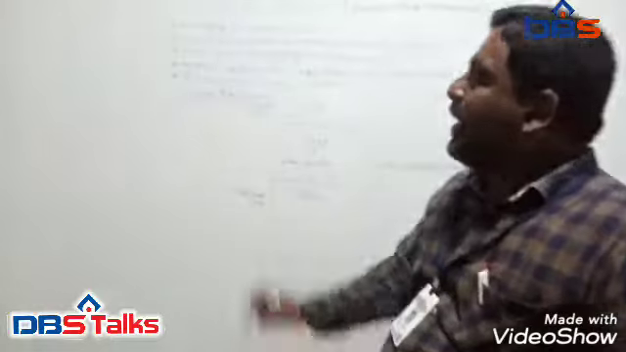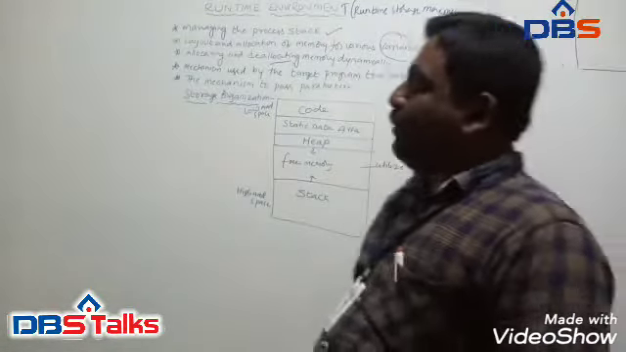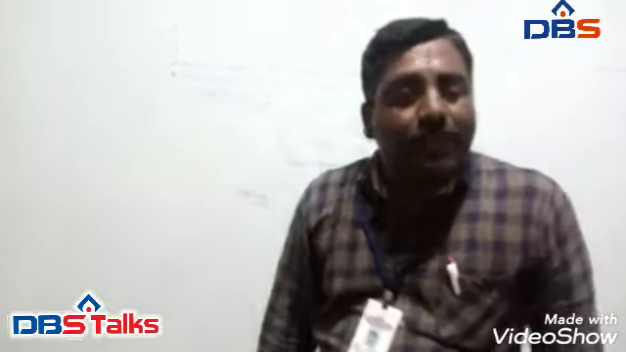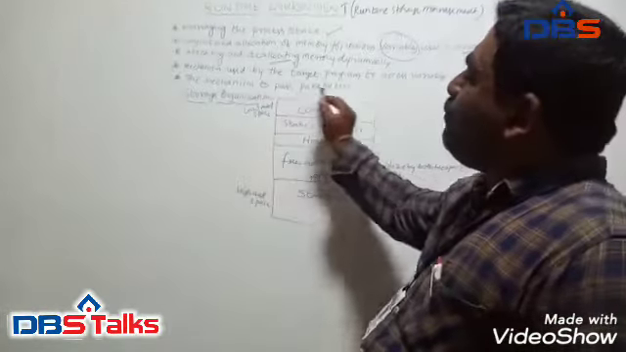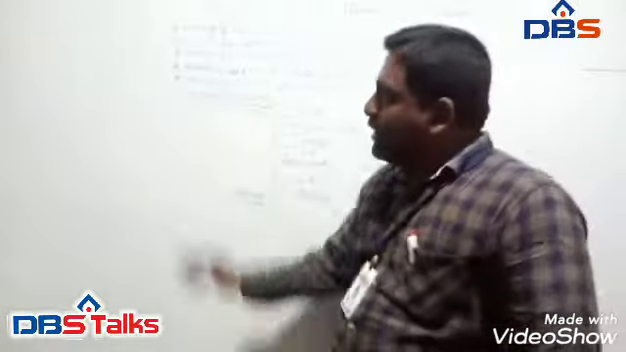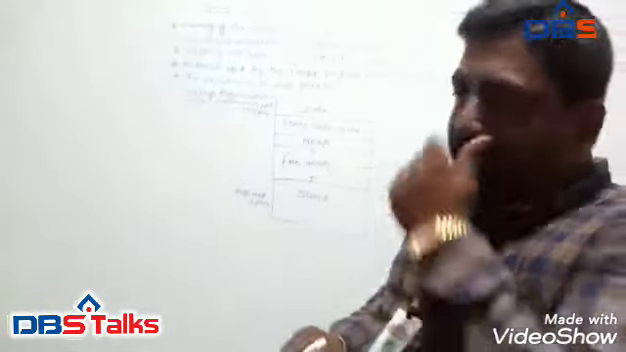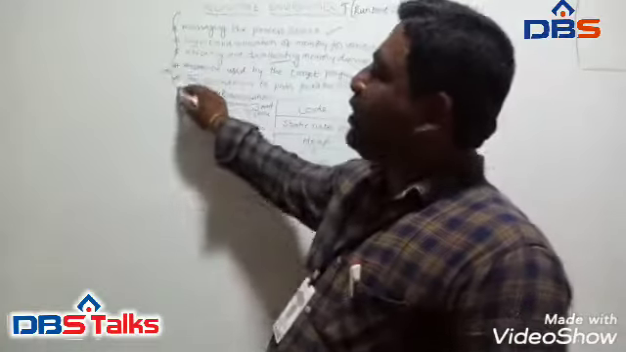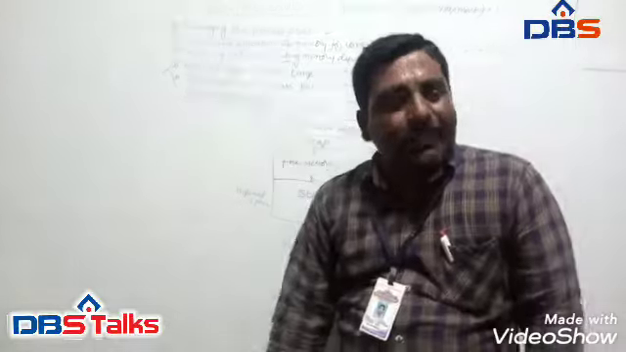Next is the mechanism used by the target program to access variables. This is also one of the issues the runtime environment deals with. At the same time, the mechanism to pass parameters is also handled by the runtime environment. So these are the various issues a runtime environment deals with.